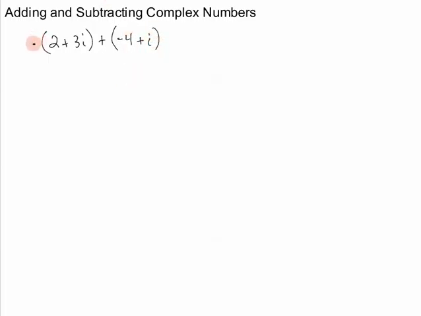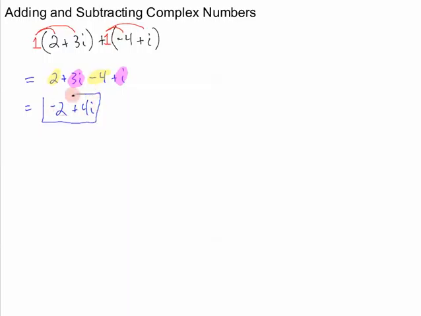I'll remind you that when there's nothing in front of a set of parentheses, you could put a 1 and then distribute the 1 through to basically drop all of your parentheses, and you could write this as 2 plus 3i minus 4 plus i. And then you do just like you would expect. You combine all the like terms. So the 2 minus the 4 is negative 2, and the 3i plus the i is positive 4i. And so what we end up with is a new complex number, negative 2 plus 4i.